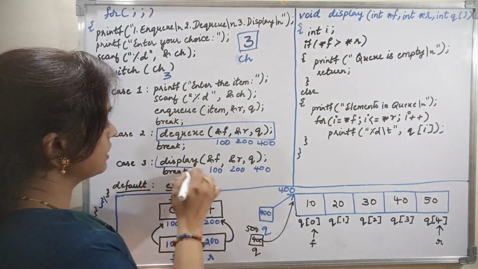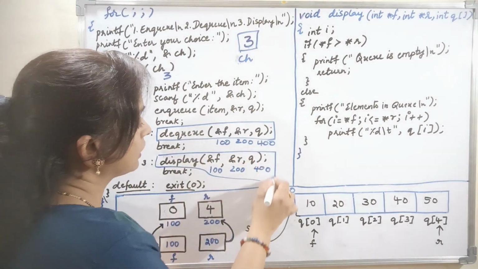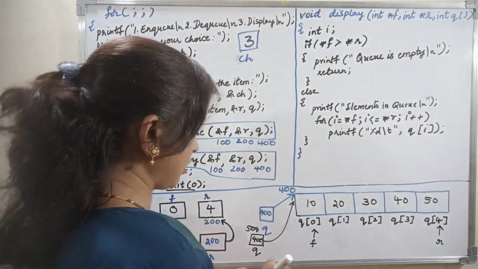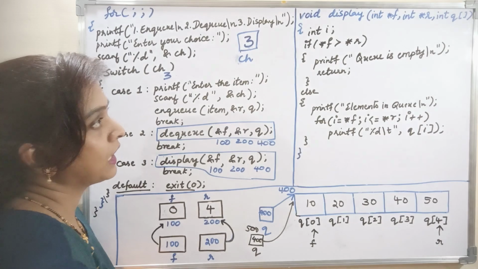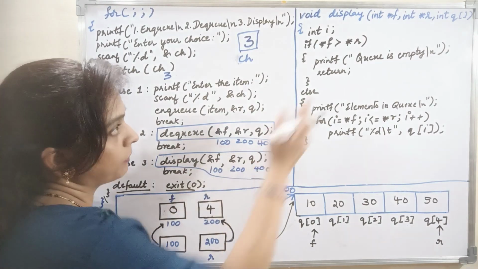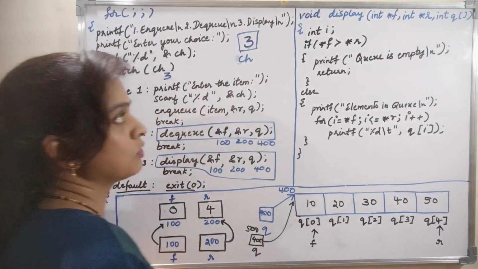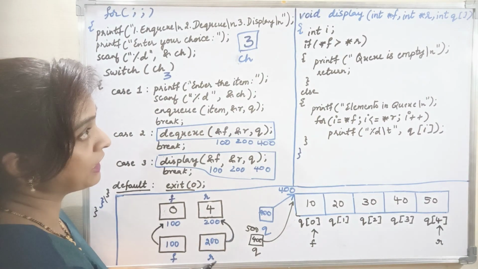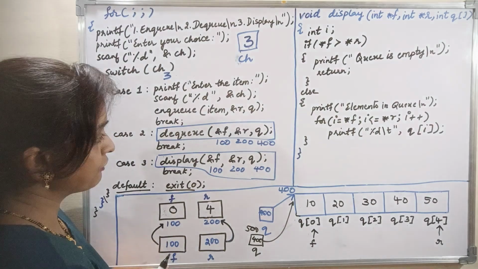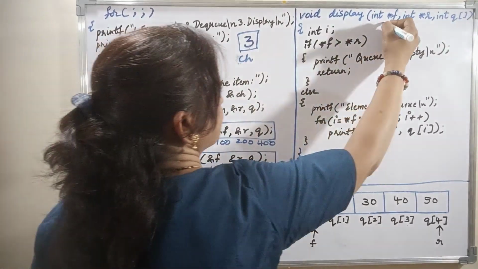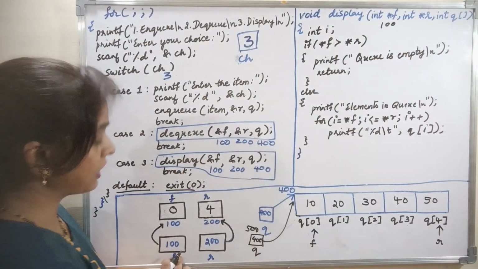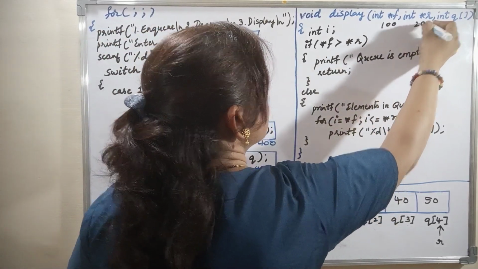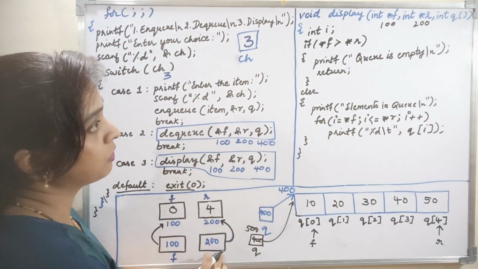When a function call is encountered here, the control will go to the function definition. When I come to the function definition, all these are actual arguments and those are formal arguments. You all know this, the function concept. Formal arguments: pointer variable f, pointer variable r. Pointer variable f is receiving 100, so f is having 100. Pointer variable r is receiving 200.